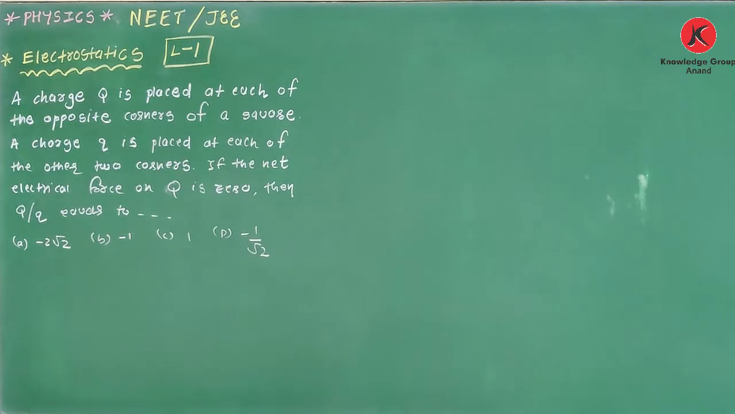Okay, see, a charge Q is placed at each of the opposite corners of a square. A charge q is placed at each of the other two corners. If the net electrical force on Q is 0, then Q upon q equals 2.